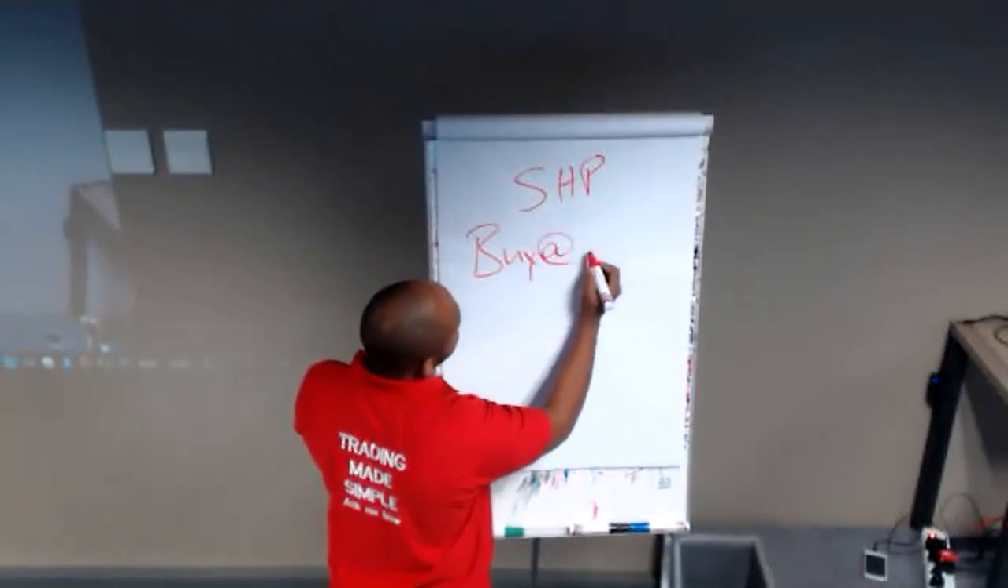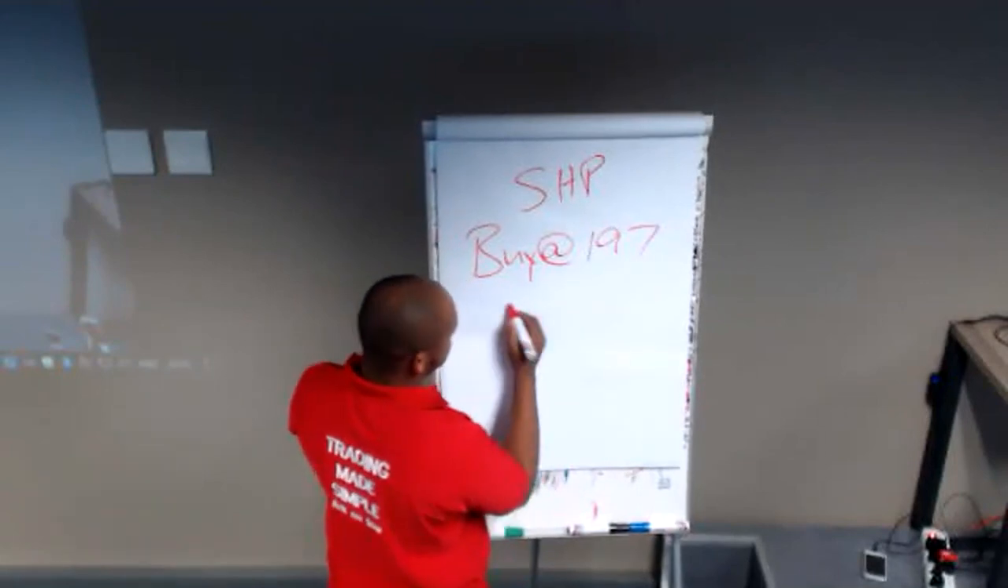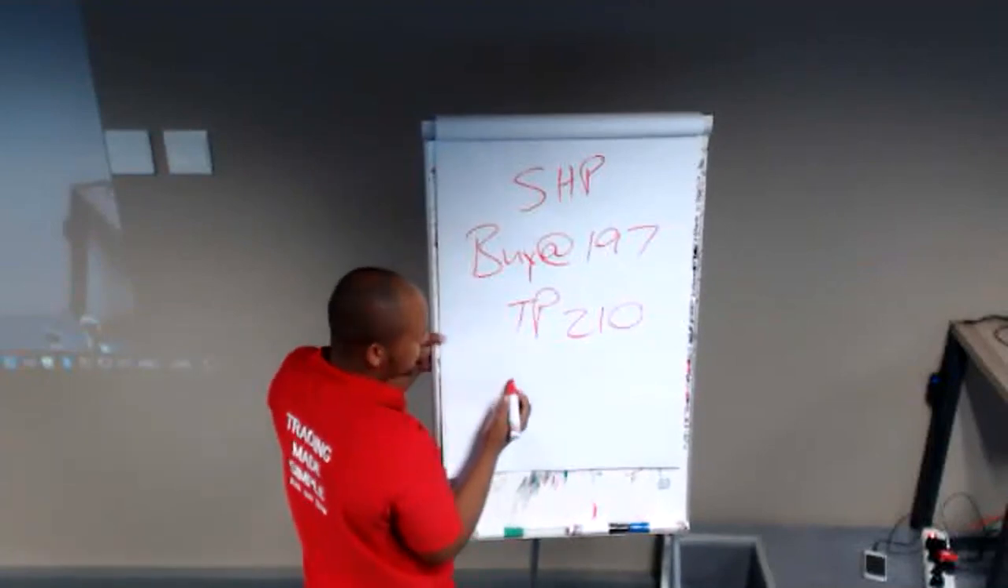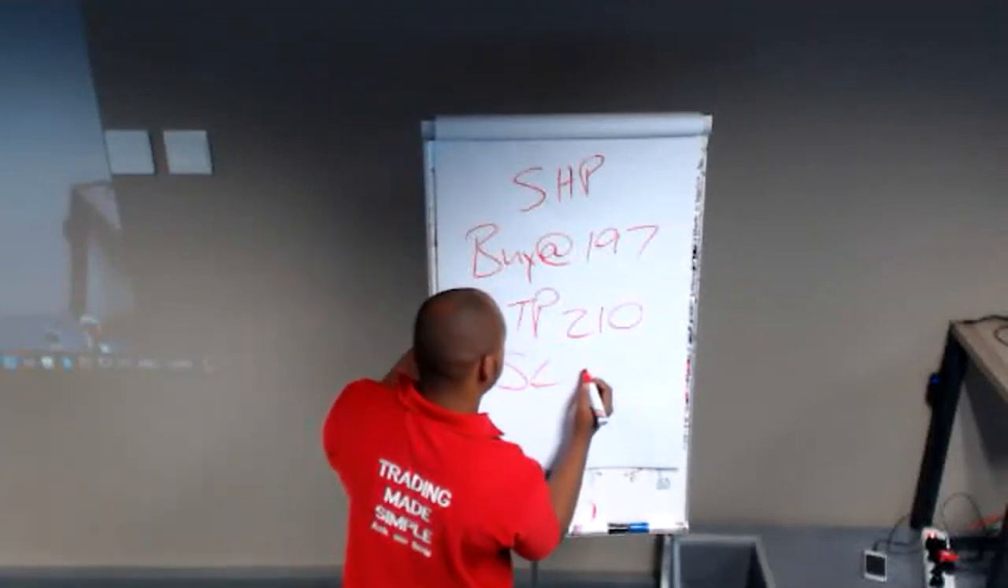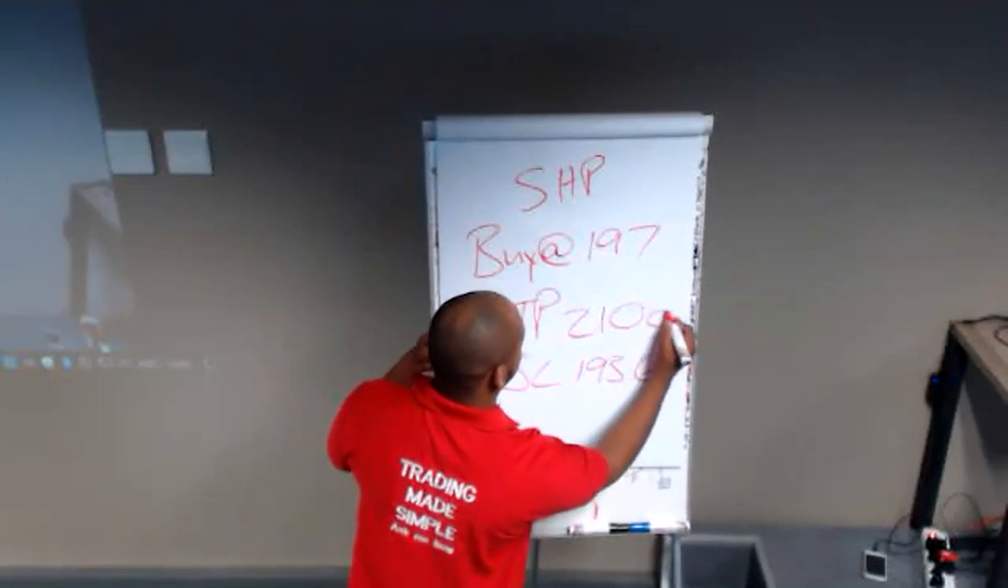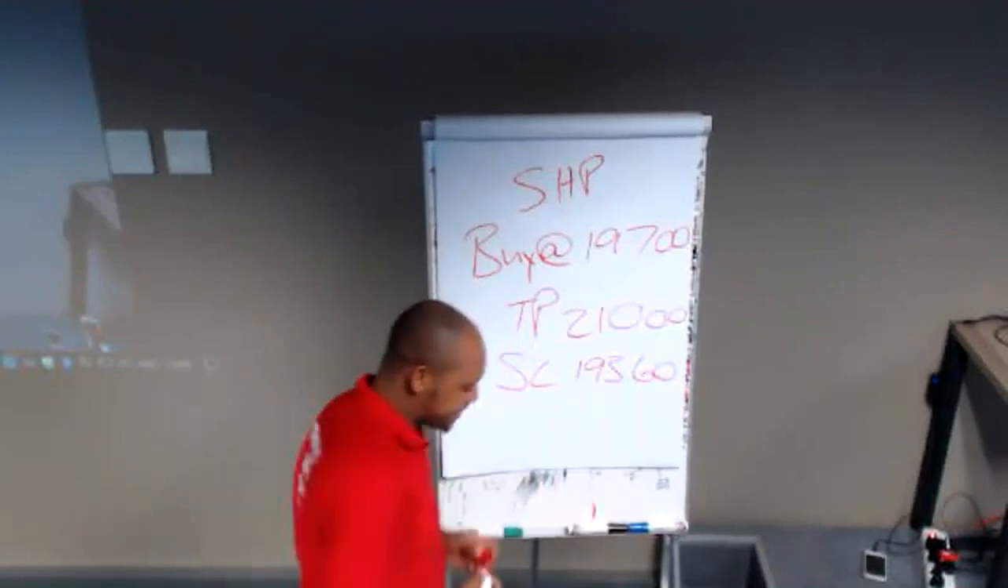You get an SMS that says SHP buy at 197, take profit at 210, and your stop loss at 193.60. Just write this SMS down. SHP buy at 197, take profit 210, stop loss 193.60.